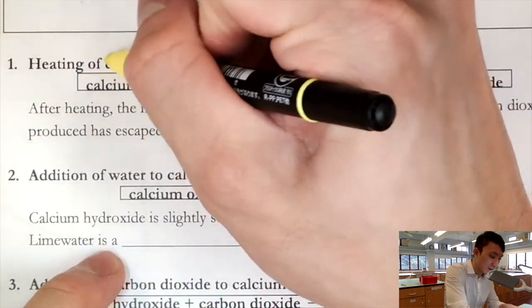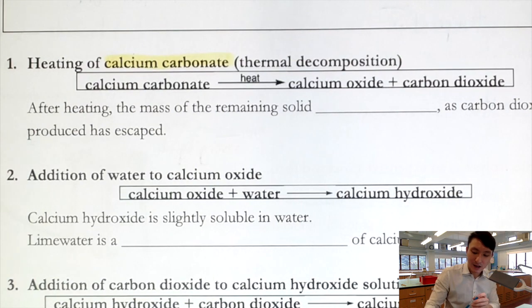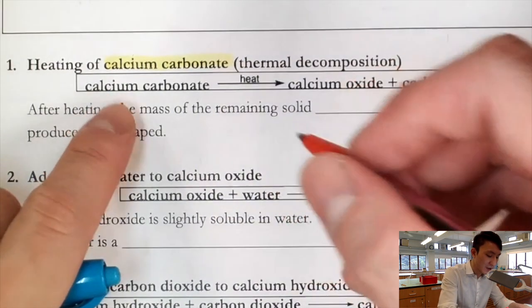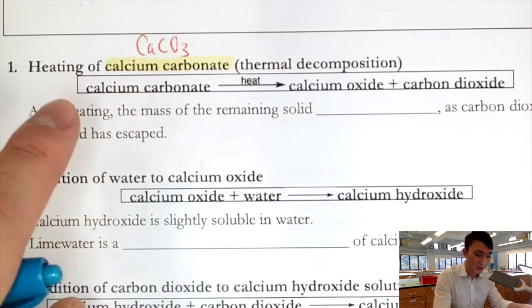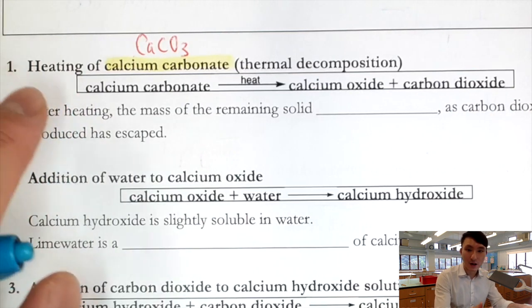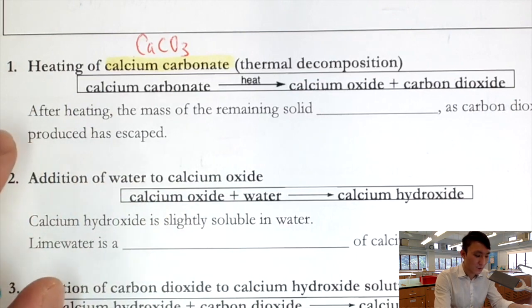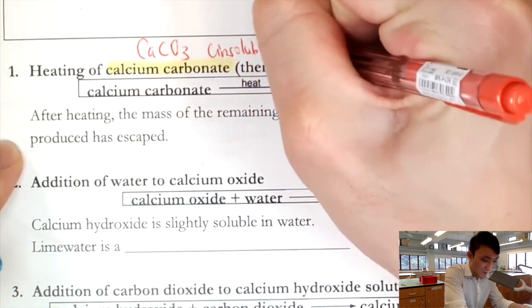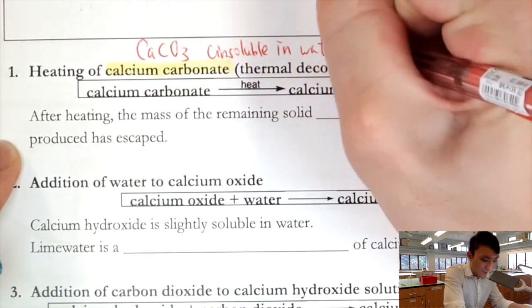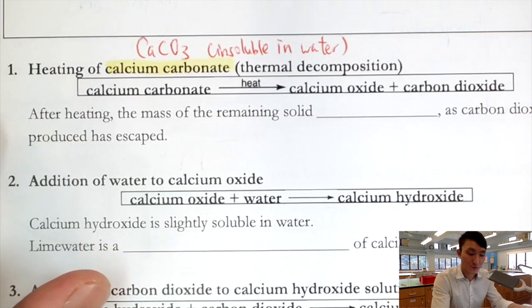Calcium carbonate. If you are interested, but this is not necessary in Form 3 chemistry, calcium carbonate is CaCO3. This is the chemical formula. Calcium carbonate is a white solid and it is insoluble in water. Later on, you will know there is an experiment that can prove that calcium carbonate is insoluble in water.